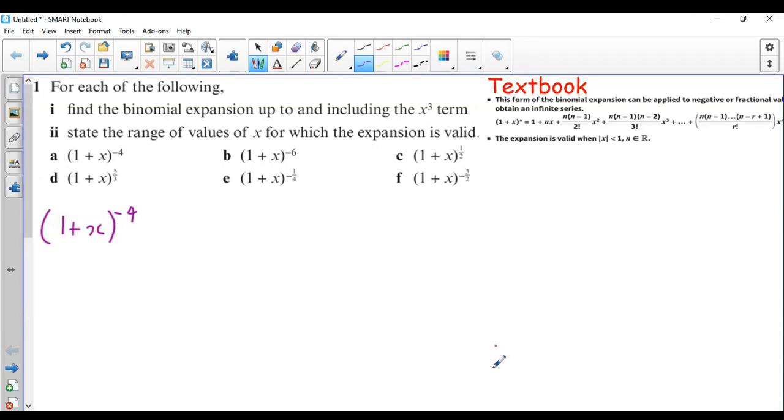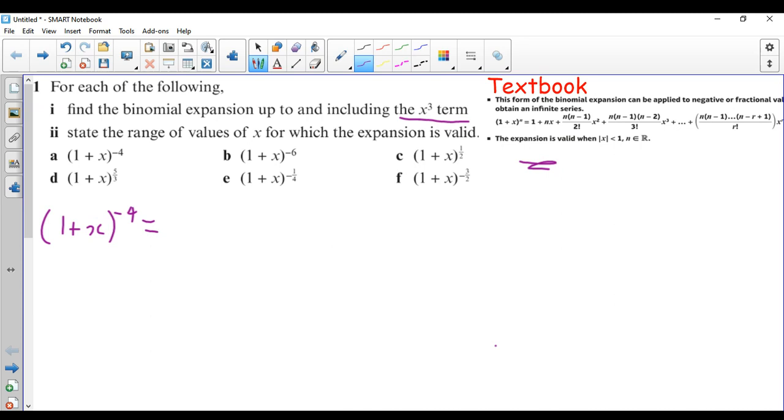Exercise 4A, question 1. Okay, so we're in the binomial expansion. It wants us to expand up to the x cubed term. I've included up here in this corner the section from the textbook that's relevant. This is in the formula book, so you don't need to memorize it, but it is helpful to be able to just do it automatically. Save you a little bit of time.